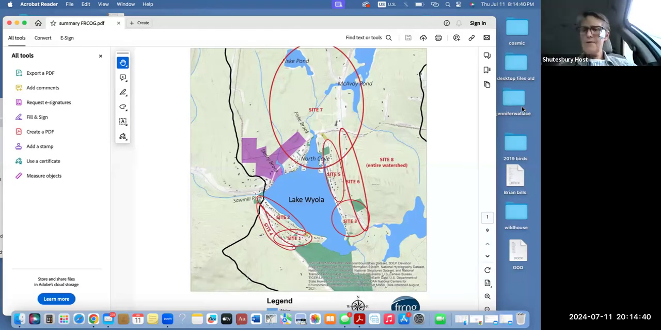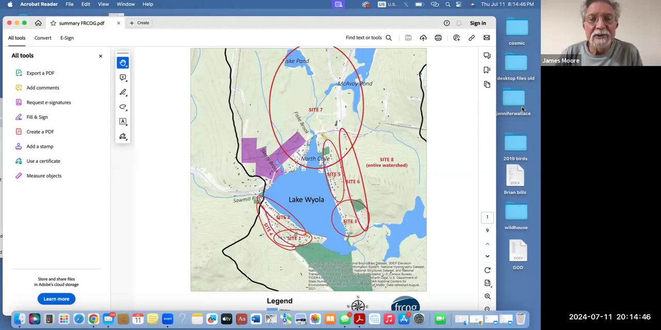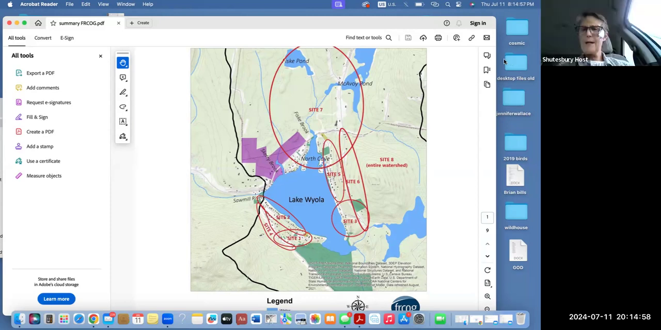How do others feel about letting this be our starting point? If I can jump in, the FERCOG. Jim, you froze. Up, Jim. I don't know if you can hear us.